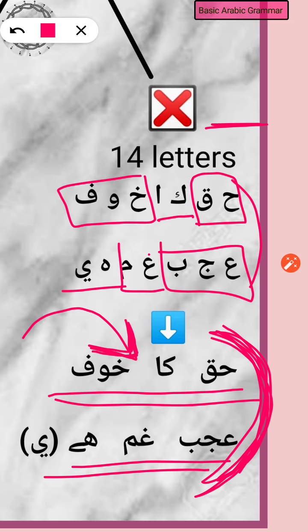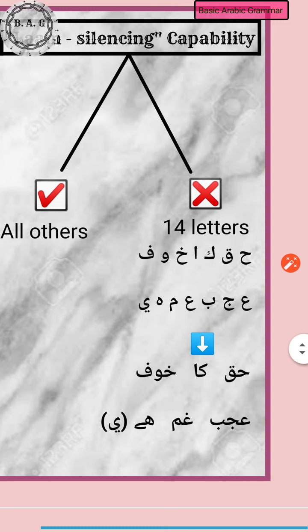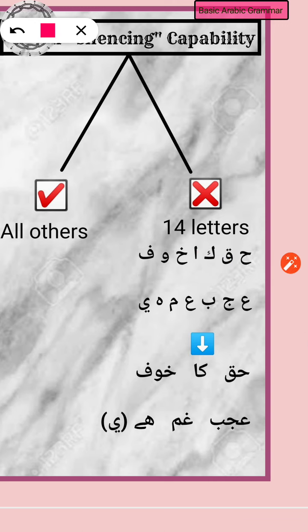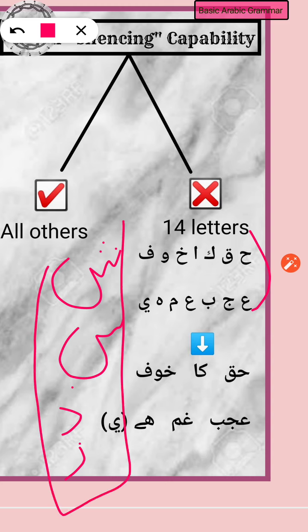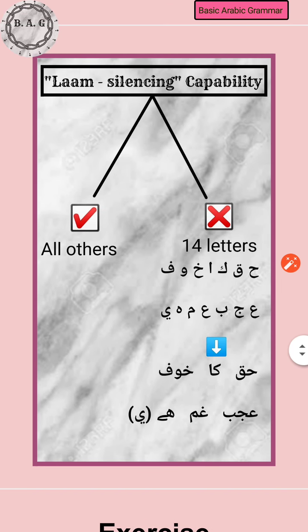But if that letter, for example sheen, we cannot see any sheen over here, can we? We cannot see any sheen or any seen, or any zal, or any zay, so we cannot see these letters over here. That means these letters form this category. So other than these 14 letters, all the others fall in this category that have this capability to silence the lam of al. So that was all.